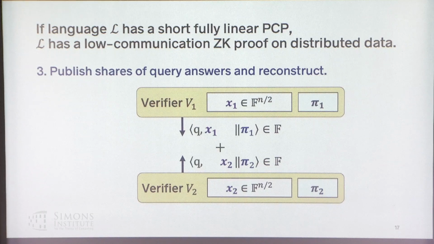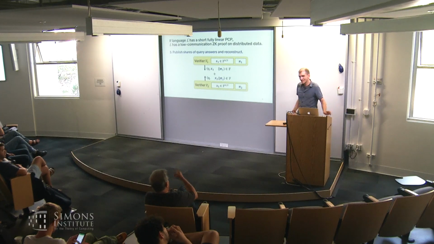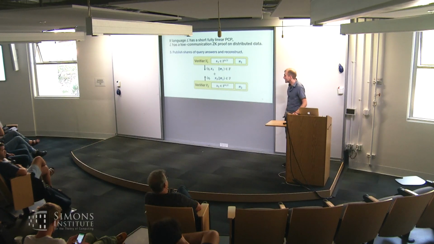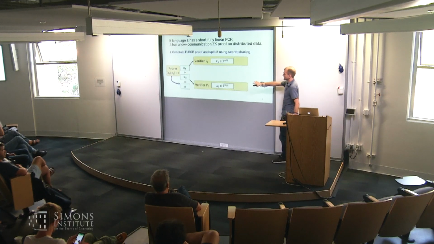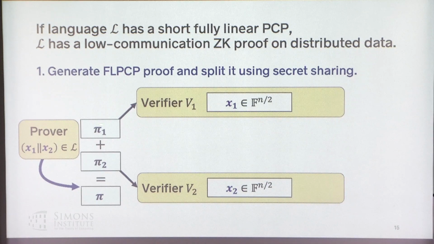I can understand if pi 1 is supposedly random, then from the inner product you don't learn anything about x1. But pi 1 is not necessarily a completely random string. So why is there zero knowledge here? Why doesn't x2 learn about x1? Yeah, so I kind of hid this under the rug when I said the prover splits this proof into two pieces using a secret sharing scheme. You can think of the prover as sending a random string to the first verifier and a random string minus the original proof to the second verifier. So each of these proofs independently, information theoretically, hides the true proof.